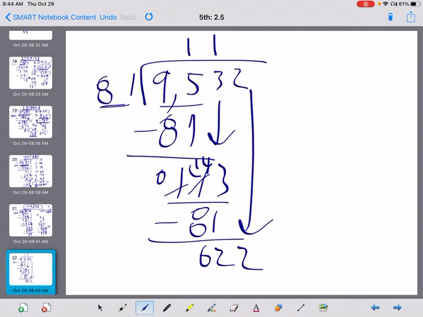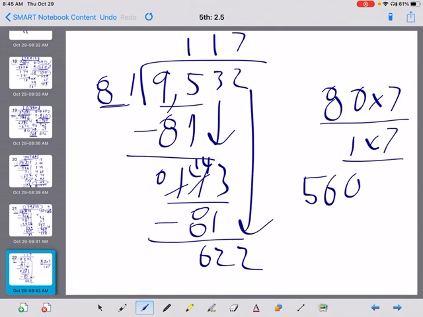Well, I know 8 goes into 62. Well, 8 times 8 is 64. So that's too much. So it's got to be 7. 7 times 81. You can actually think of this as 80 times 7 and 1 times 7, because it's 81 times 7. This is going to give you 560. This gives you 7, so it's 567.